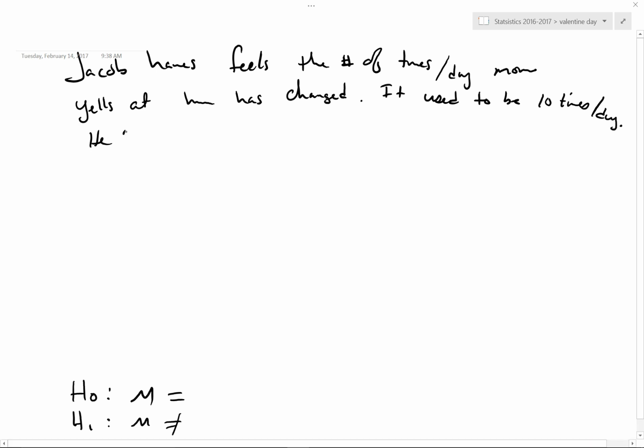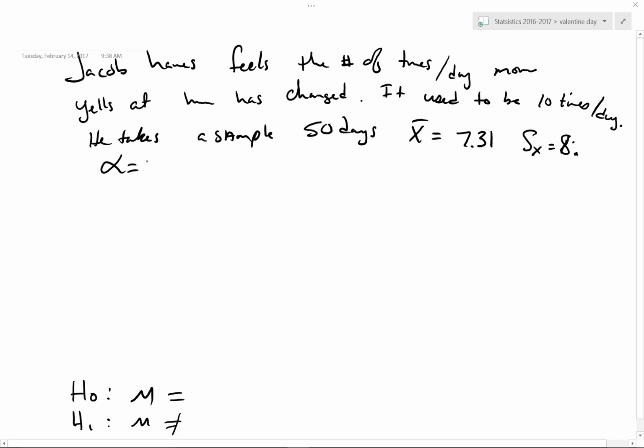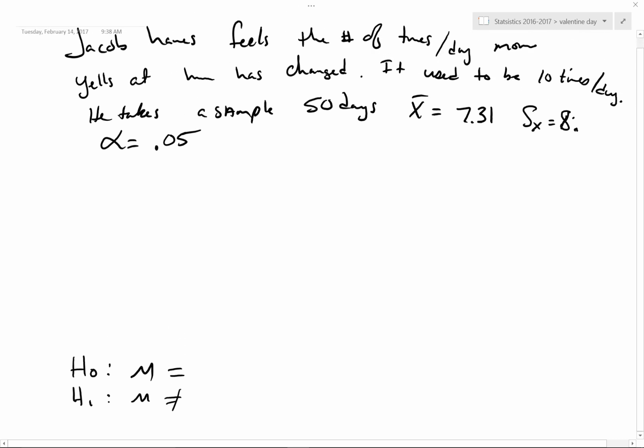So he takes a sample of, always have to take a sample, of 50 days. And he finds that the average is now 7.31. With a standard deviation of, I don't know, 8. Because why not? And then he's going to test this at alpha equals 0.05. So what goes down here in the hypotheses? It's 10. Because that's what it used to be.